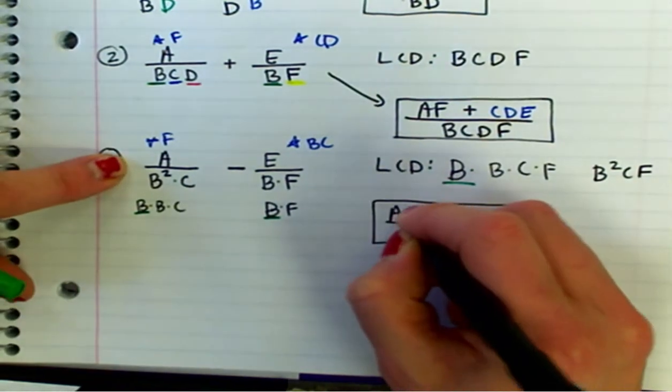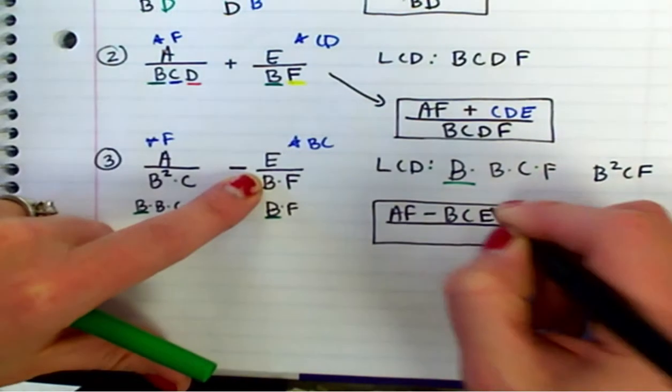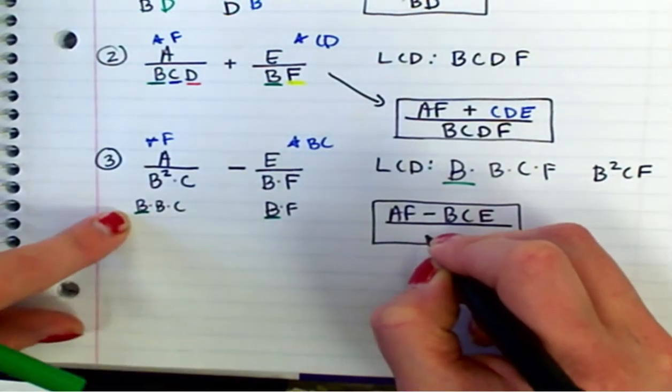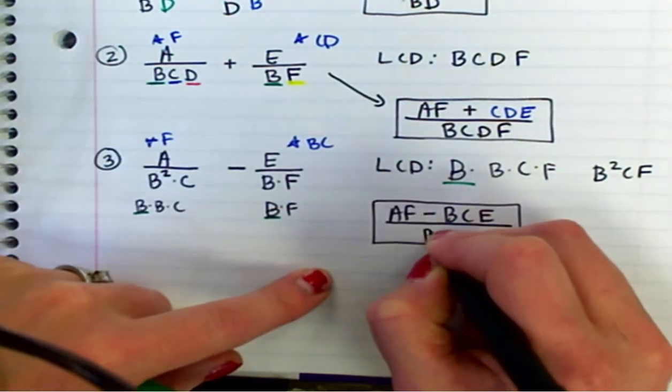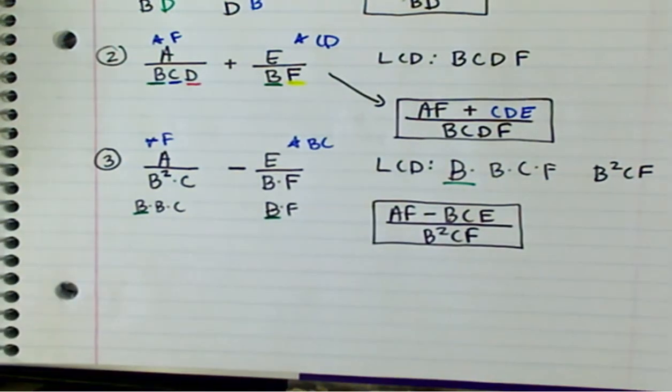Okay, so I get AF minus BCE over... Notice that I boxed the answer. I'm not crossing anything out from there. You don't cross it out. Nope, we're just leaving it.